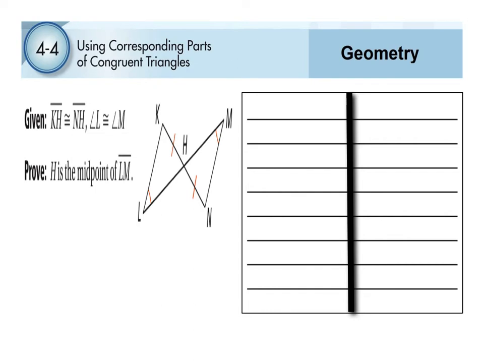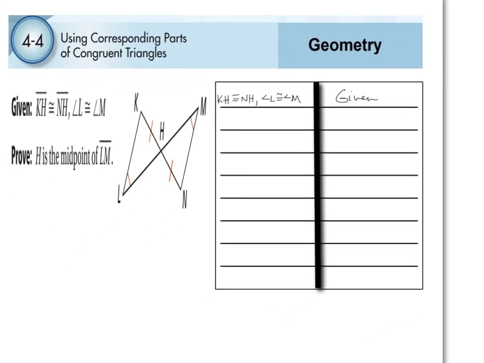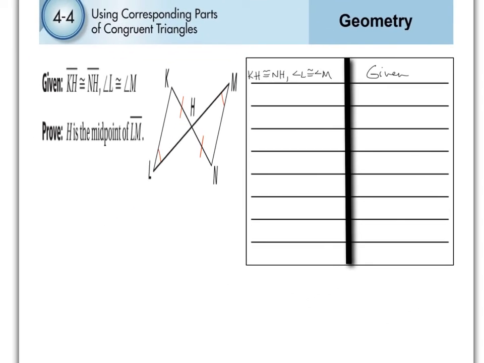Okay, now that you've paused the video, let's add in our given. Our given is that KH is congruent to NH, and angle L is congruent to angle M. We know that's our given, and they have it marked in your picture. Now, this one's a little bit different because in the proof, they're telling you that H is the midpoint of LM.